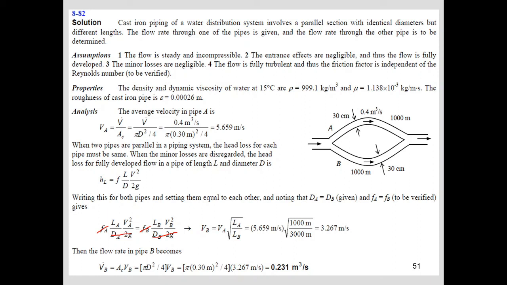So the equation left is LA times VA square for pipe A equal to LB times VB square. Manipulating this equation, you get VB equal to 3.267 meters per second. Then the flow rate of pipe B is V dot equal to A times VB. It is 0.231 meter cube per second.